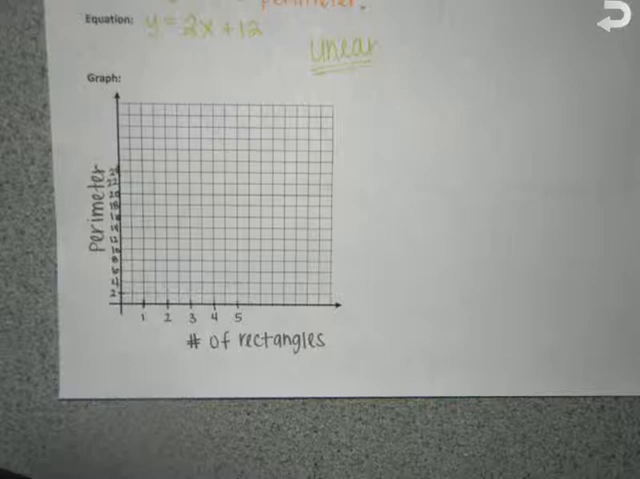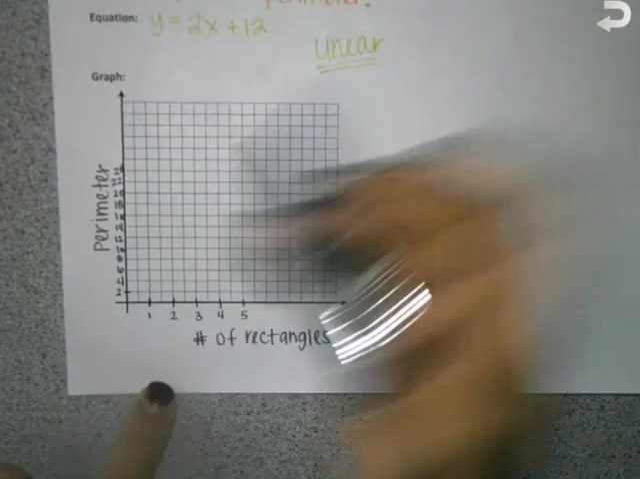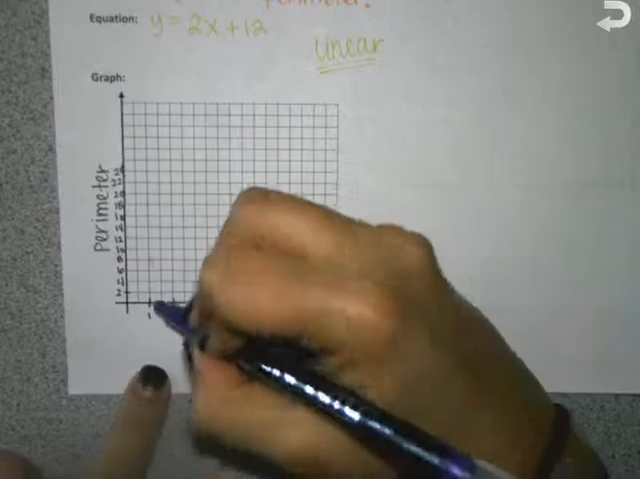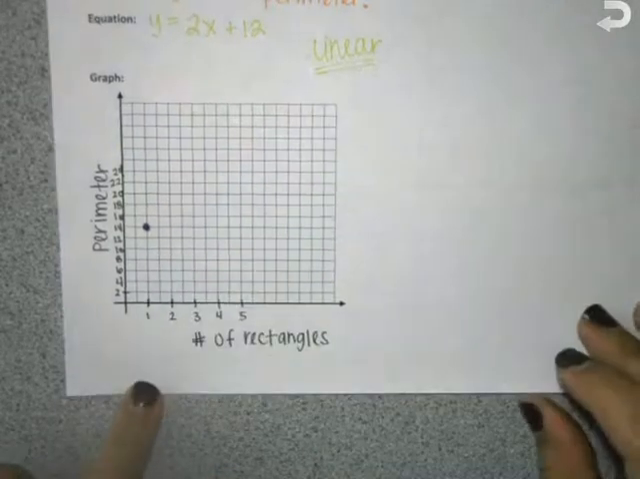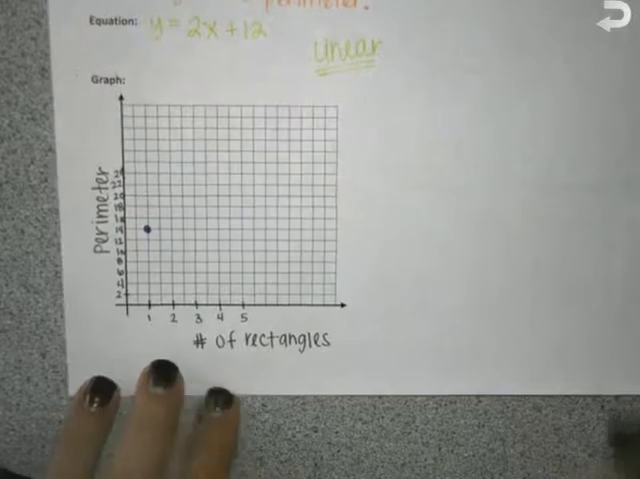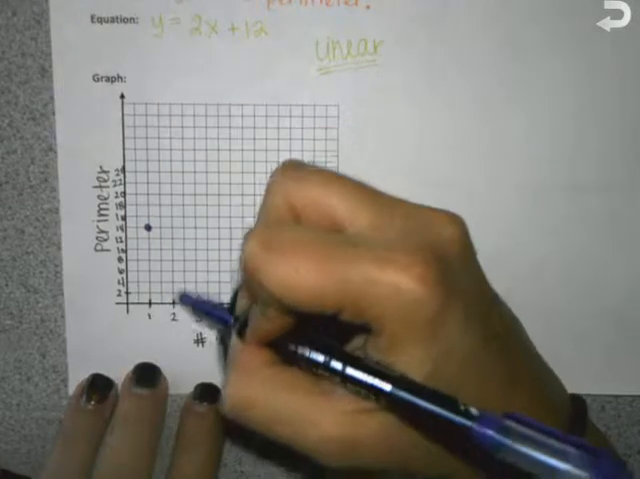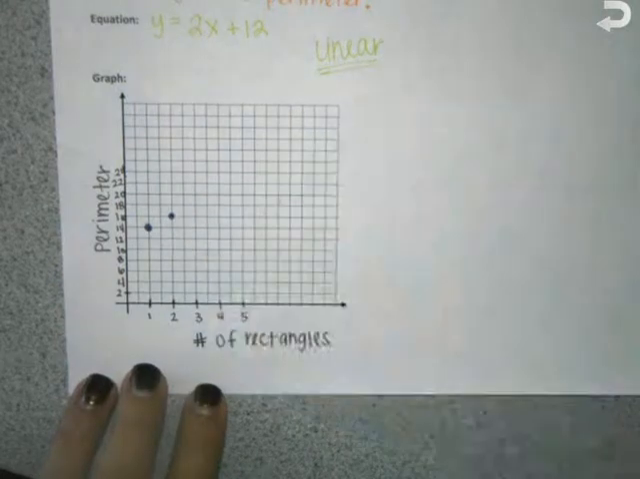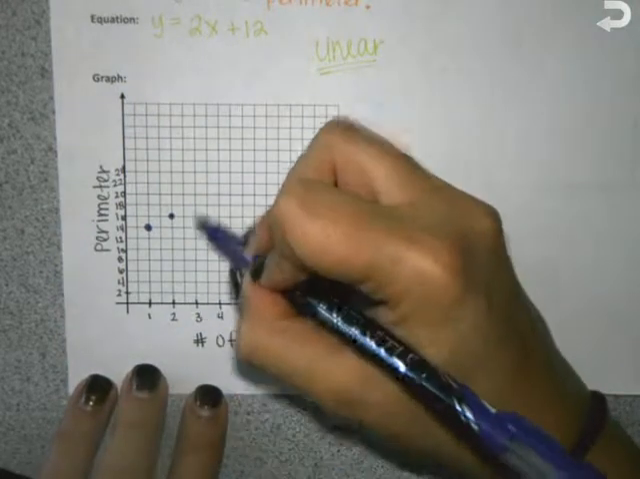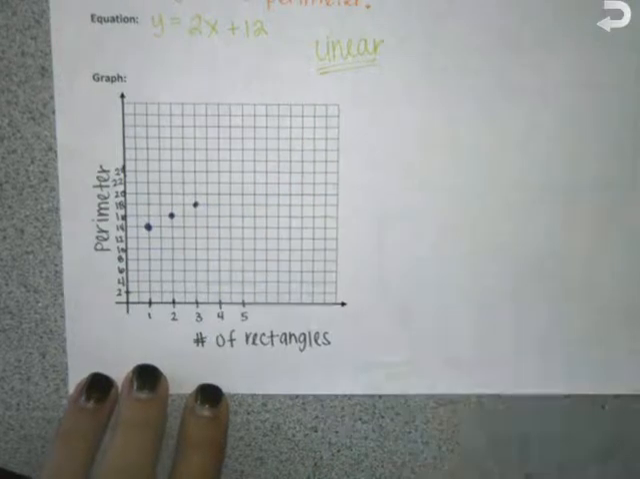Okay, and then let's graph what we have. Our first ordered pair is 1, 14, so that's going to be here, and 14 is here. The next ordered pair was 2, 16, so that's going to be here. The next one is 3, 18. And then 4, 20.